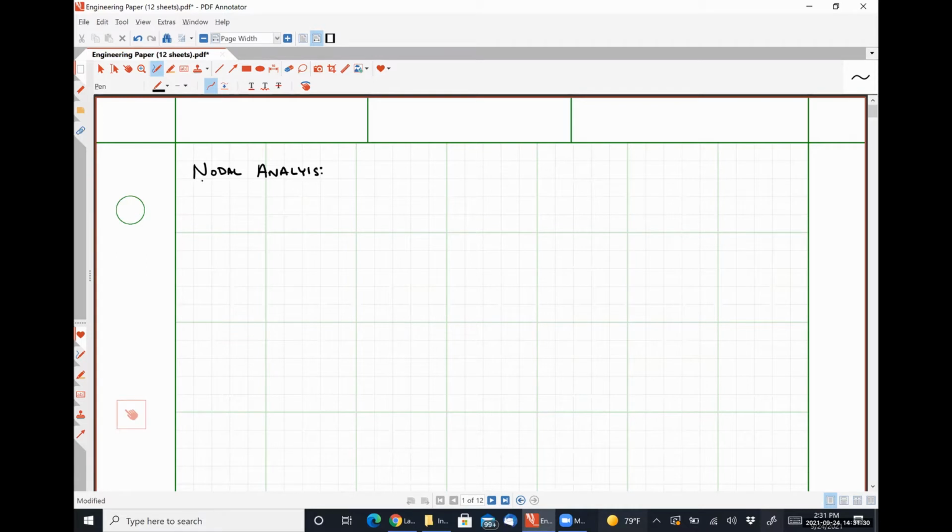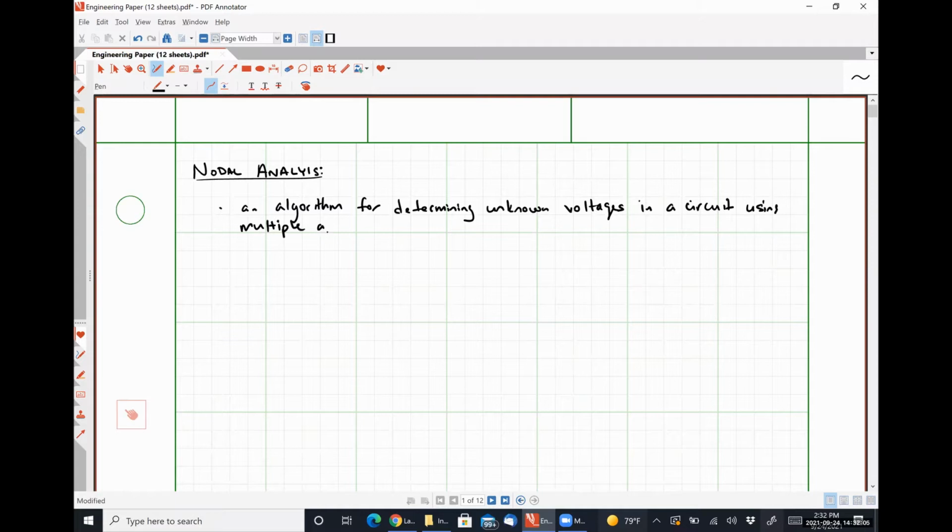So what nodal analysis is, is an algorithm for determining unknown voltages in a circuit using multiple applications of KCL. All right.